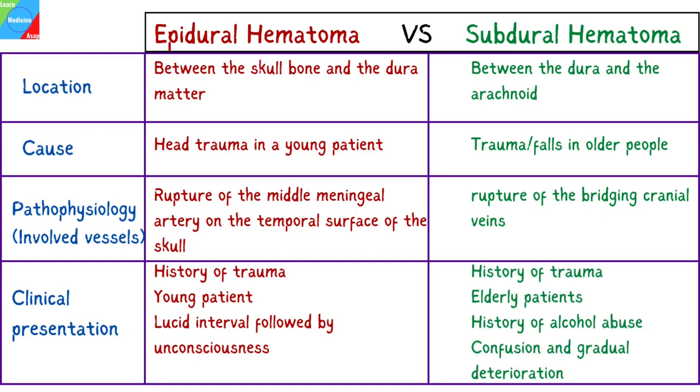For subdural haematoma, there will be history of trauma also. It occurs more frequently in elderly patients due to reduced brain volume and stretched bridging veins. There is often history of alcohol abuse. The patient's level of consciousness gradually decreases with increasing mass effect and confusion. In young children, non-accidental injury is a significant cause.